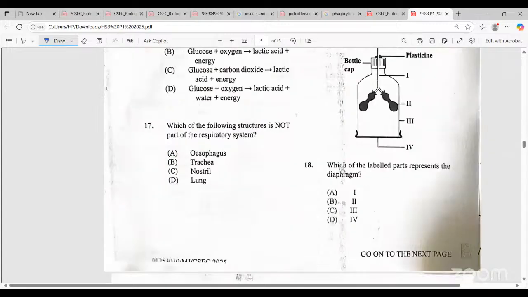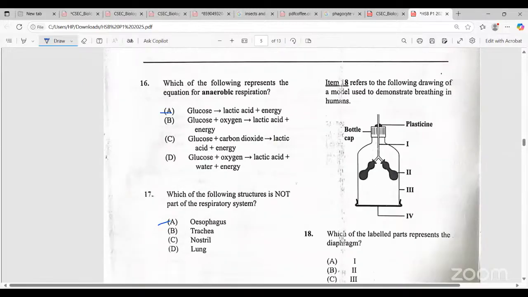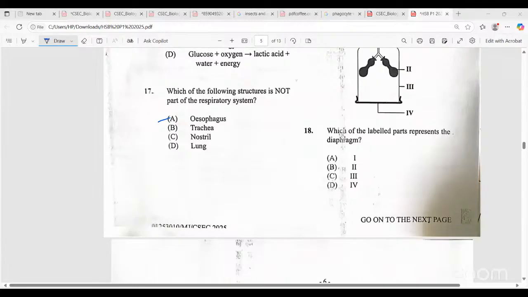17, which of the following structures is not a part of the respiratory system? And of course, we know that that one is the oesophagus, because the rest of them play a vital role in the respiratory system, right? 18 refers to the following drawing of the model to demonstrate breathing in humans, which of the labeled parts represents a diaphragm, and the diaphragm here would be D, right?